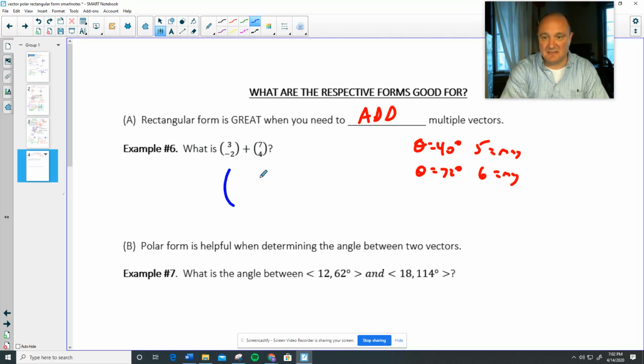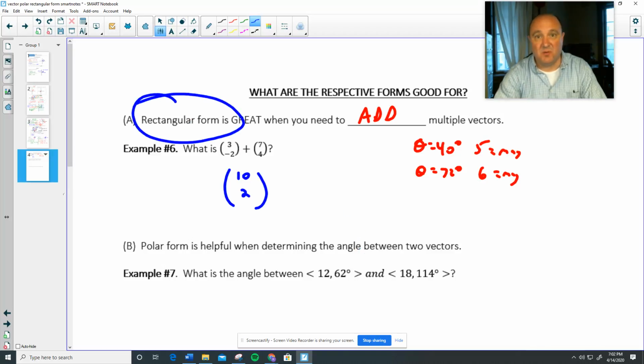Well, this is easy peasy, right? 3 plus 7, negative 2 plus 4, and I'm done. So if I'm trying to add the vectors, put it in rectangular form first. In homework questions, in other application problems, I'm going to ask you to add vectors, but I might give it to you in polar form. You should convert it to rectangular and add them.